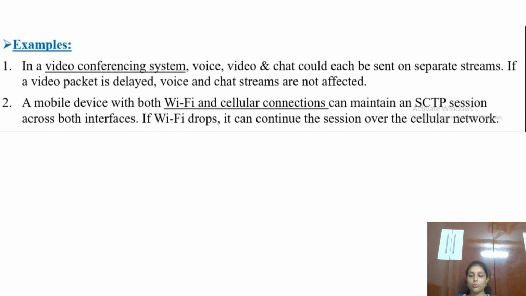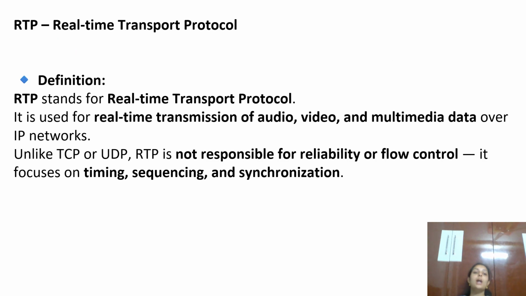Next, the fourth and last protocol is RTP, Real-time Transport Protocol. We will see the definition. It is used for audio, video, or multimedia data over IP networks. It is mainly focused on audio and video. Unlike TCP or UDP, RTP is not responsible for reliability or flow control. RTP mainly focuses on timing, sequencing, and synchronization. It mainly focuses on these three features.